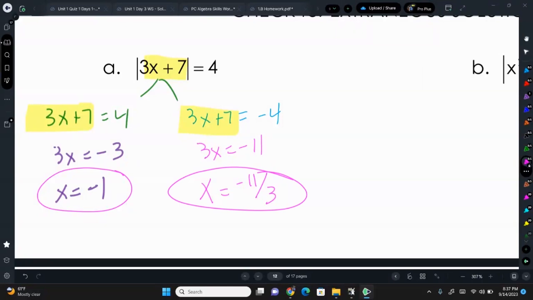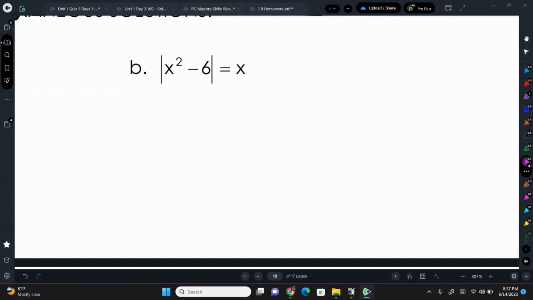When we have absolute value equations, we could have no solutions, one solution, or two solutions. Now, letter B is a bit tricky because we have a variable on that other side and we have an x squared. So it's going to be x squared minus 6 equals x, and x squared minus 6 equals negative x. And we're going to solve both of these separately, and they're both quadratic, so we could have two solutions for each of these. So we would have to potentially check maybe 4 solutions here.